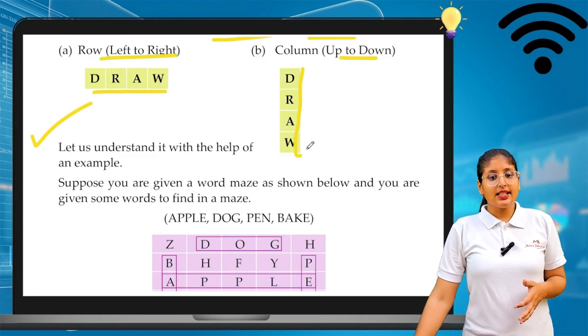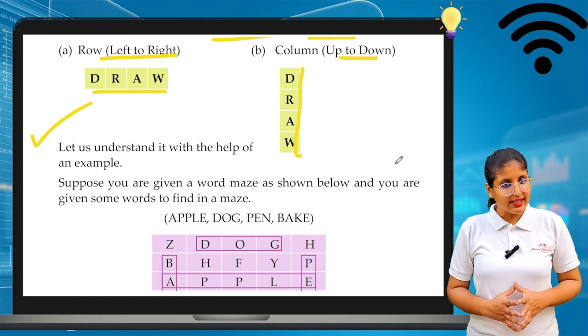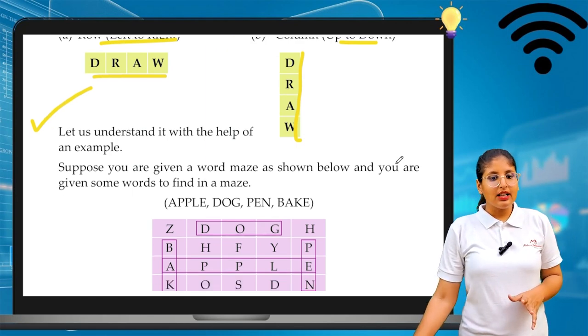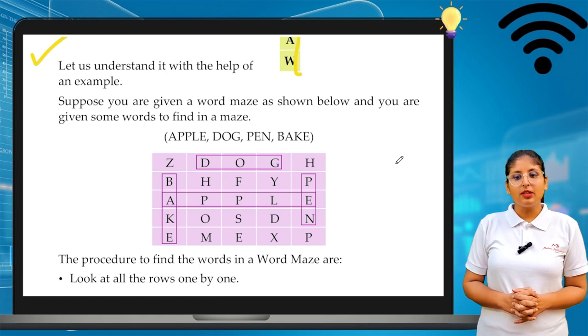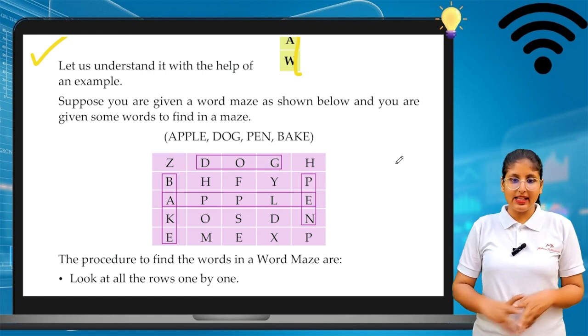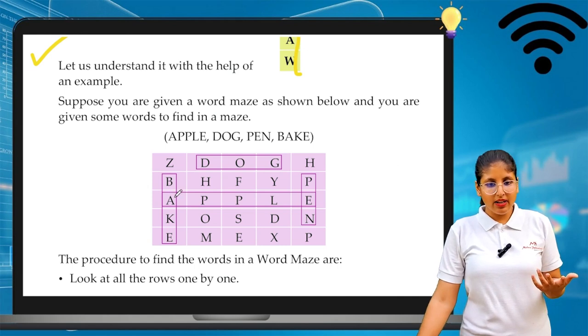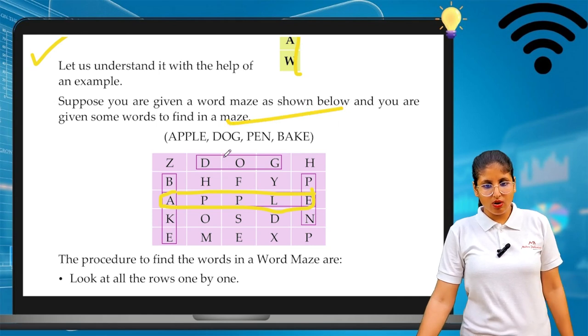Let us understand it with the help of an example. Suppose you are given a word maze as shown below, and you are given some words to find in the maze, like apple. Where is apple? Here we can see the apple is there. Can you see apple? In a row, the apple is there from left to right. Next one is dog. Where is the dog? Dog is also in the row, D-O-G. Here we can see D-O-G, dog.